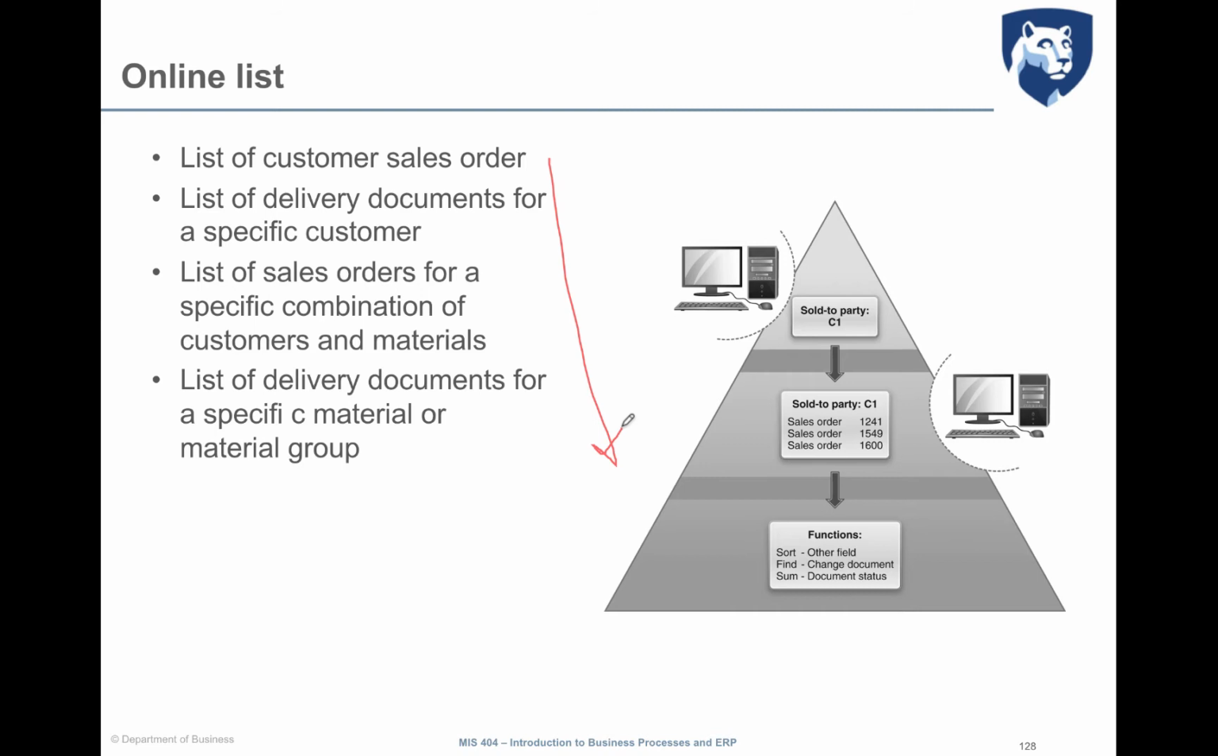These are all lists that can be used to understand the efforts put in the process for a specific customer or specific activities. In the example you see here, a list of sales orders is generated for a particular sold-to party. So in particular, in this case, the figure displays 3 orders, 1241, 1549, and 1600, and these are the sales orders which are associated with the sold-to party C1, and once you have displayed this, you can do some specific visualization through the system.